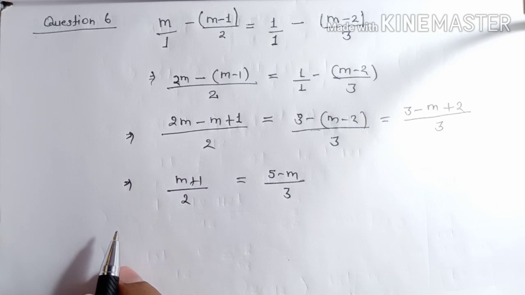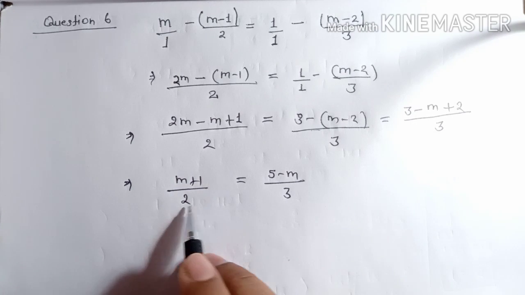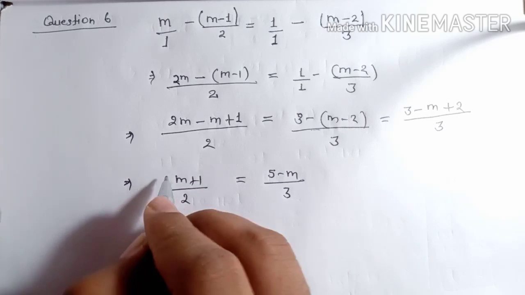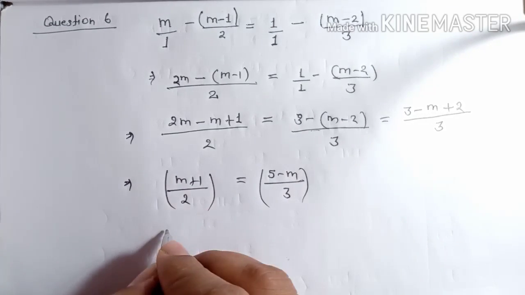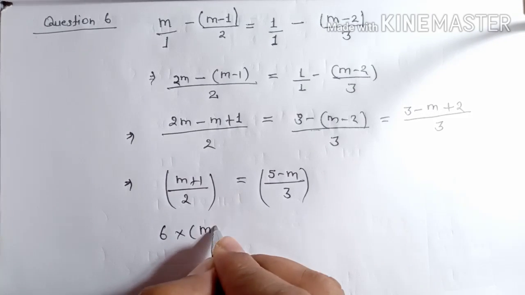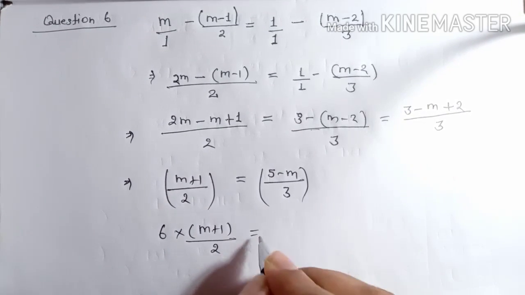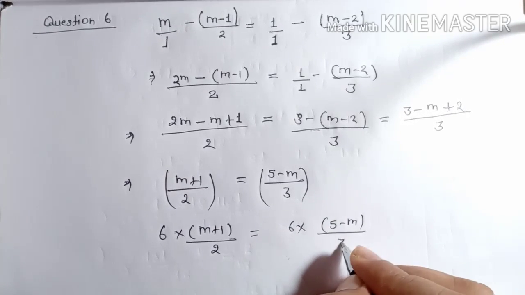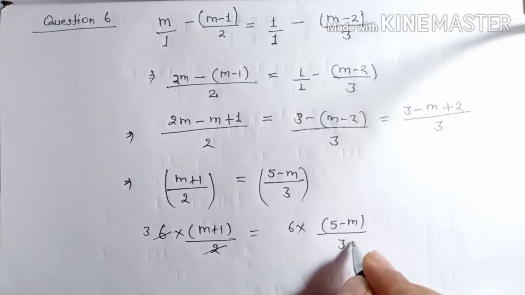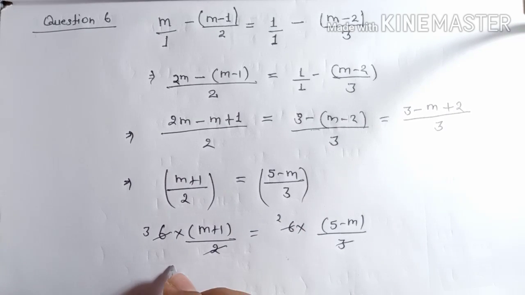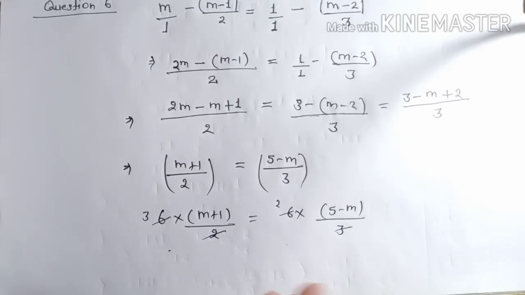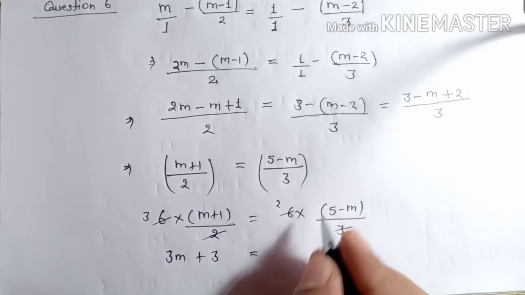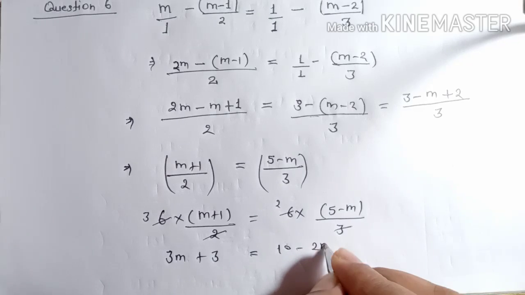Now we have to multiply by the multiple of these two numbers, and the multiple is 6. So multiply these terms by 6: 6 into (m plus 1)/2 is equal to 6 into (5 minus m)/3. 2 threes are 6 and 3 twos are 6. So we have 3 multiplies 3(m plus 1), so we get 3m plus 3 is equal to 10 minus 2m.